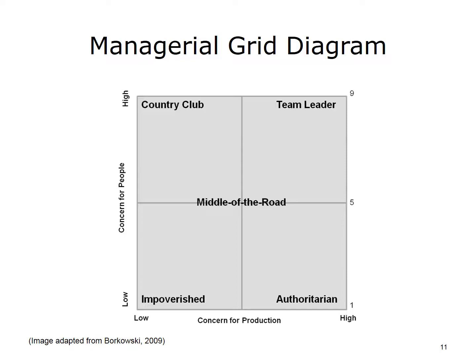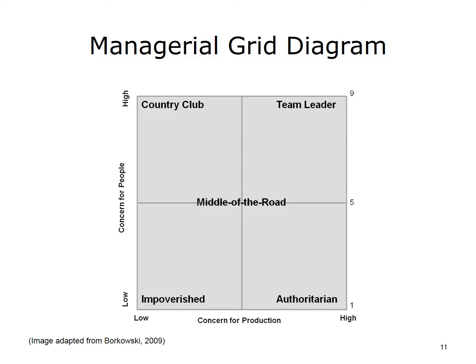The range on each of these axes goes from 1 to 9, with a 1 signifying low and a 9 signifying high. You can see where each of the types of leaders falls on the grid. Represented in the center is the middle-of-the-road leader. In the top left corner, you find the country club leader.